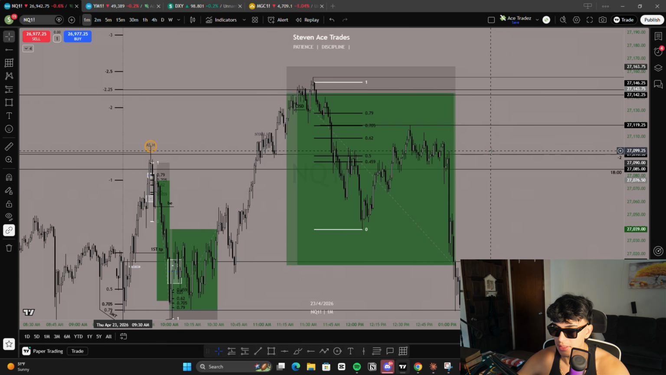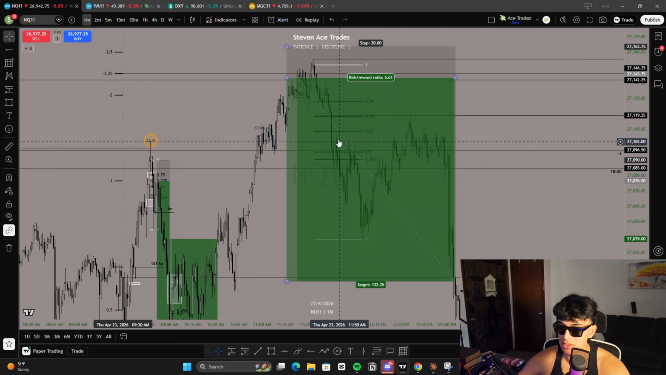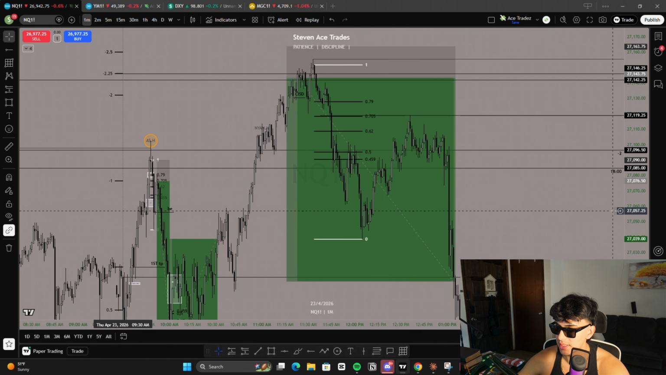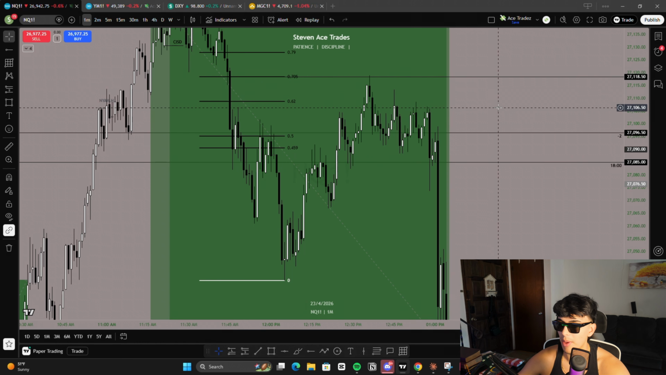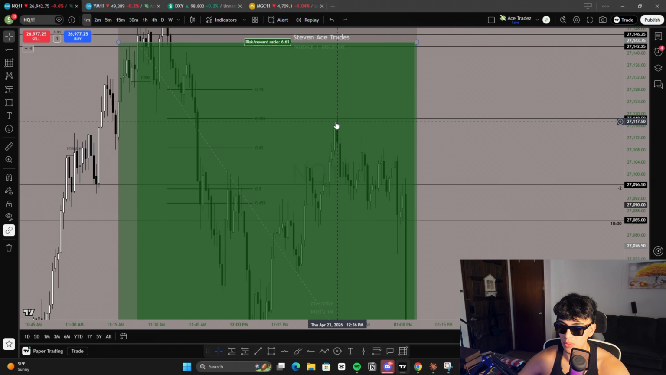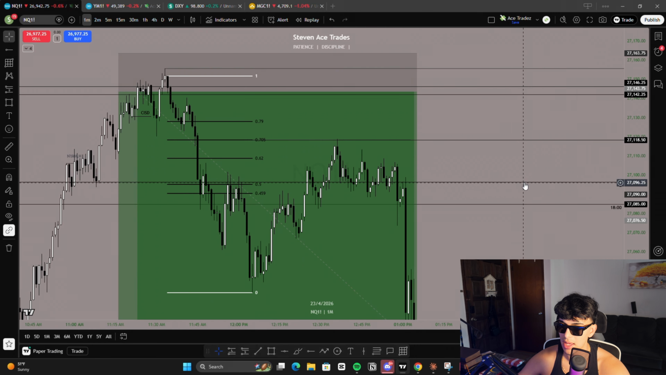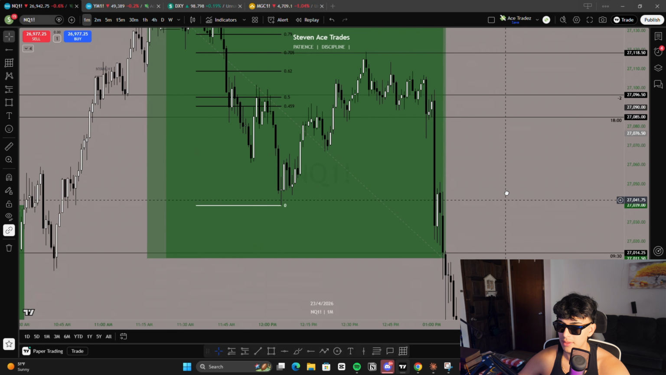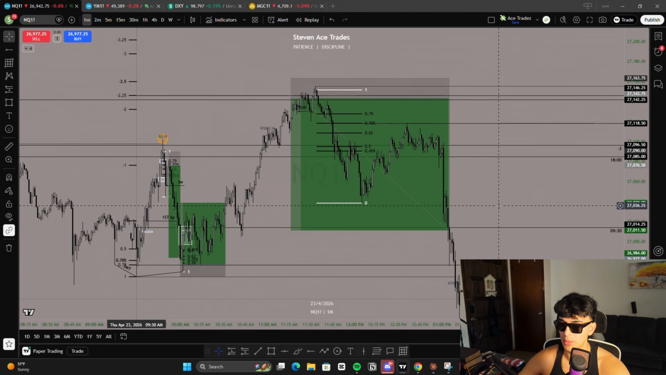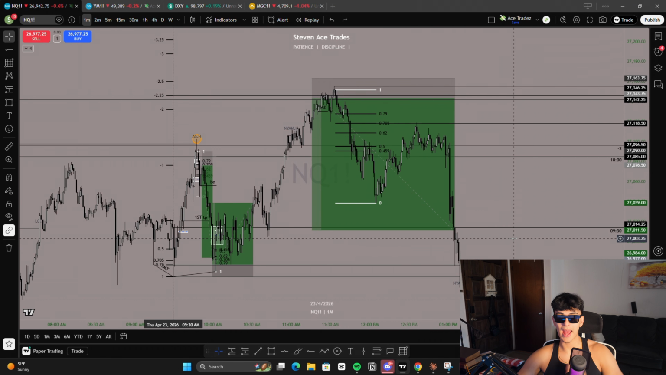Once again, I forgot to mention this too. As price is dropping, we literally retrace and tap into 0.705, which is OTE perfectly right here. Oh my God. Bang. You could have entered right here, limit order at OTE if you missed the first entry, and once again caught this massive dump. Could have caught so many points there. This is absolutely insane.